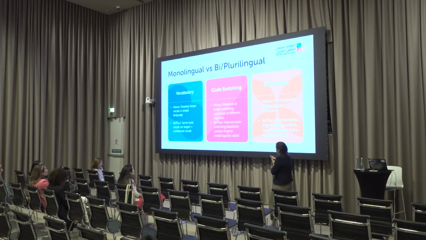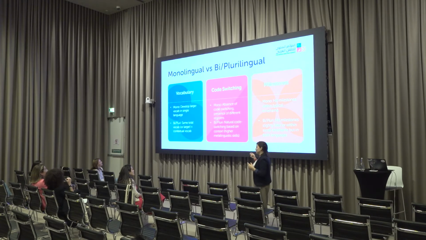Now, in speech therapy, we have a difference between monolingual and bi and plurilingual kids. According to vocab, for example, monolingual kids develop larger vocab in a single language. However, our kids develop the same total vocab. So if we're adding the English and the Arabic and the Fusha and the dialect, they actually have the same or even much larger vocab. That's why it's important when we're doing the speech therapy assessment to assess all the languages that the child is speaking before judging they have a speech delay or lack of vocab or whatever it is. Plus they have what we call contextual vocab.